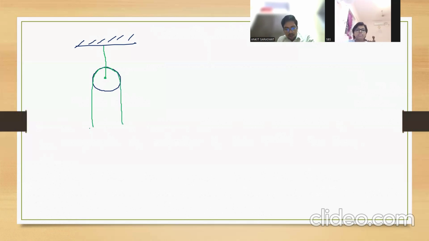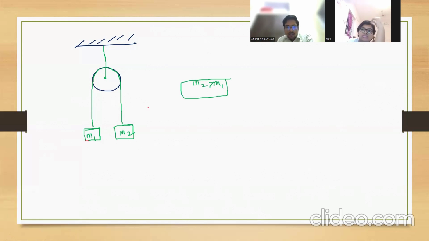Okay. Now these are connected by two blocks. It is having m1 mass. It is having m2 mass. m2 is greater than m1. I'm saying m2 is greater than m1. Okay.